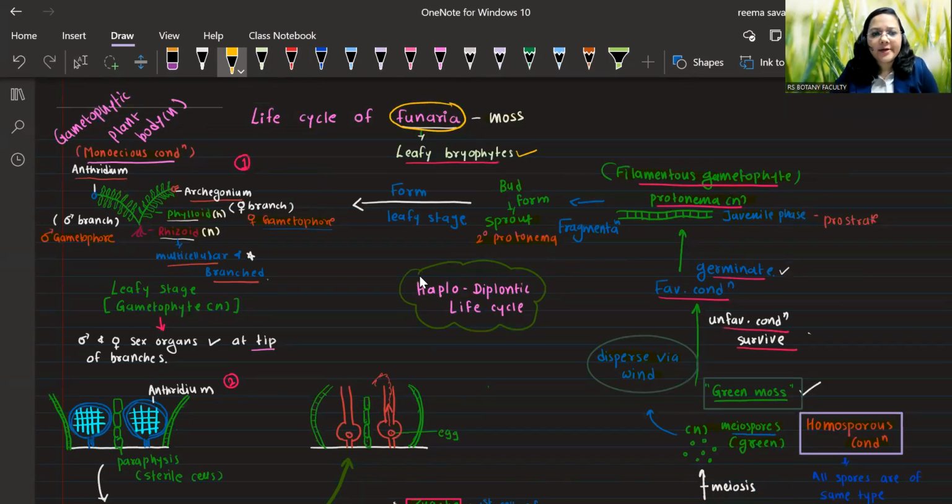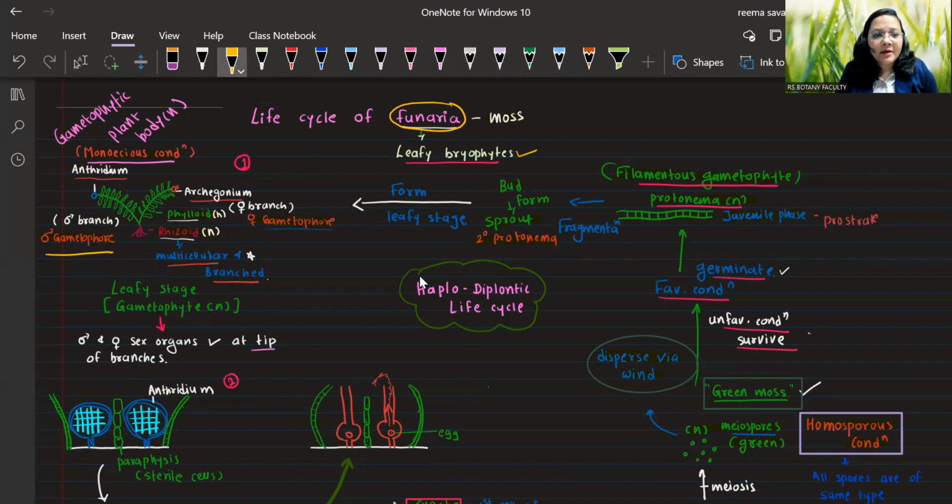I already told you, whenever you see a bryophyte, what is that leafy structure? What is its main body known as? It is known as the gametophyte. They have a haploid plant body, so this leafy structure is the gametophyte. Now, Funaria has a monoecious condition. What do you mean by monoecious? It has both sex organs on the same plant, that is, antheridium and archegonium. The branch that bears the antheridium is the male gametophore. Here, phore means bearing structure.